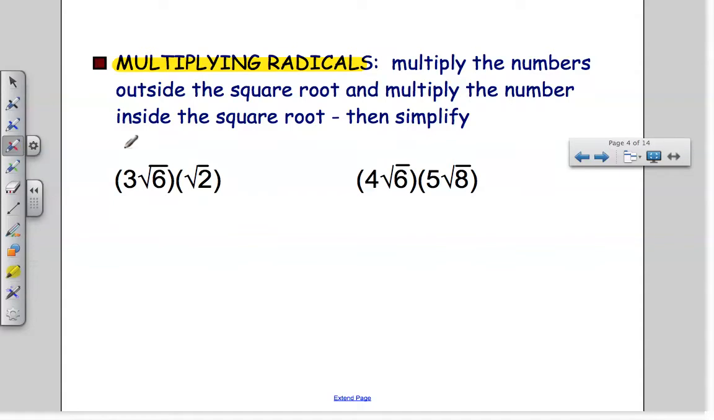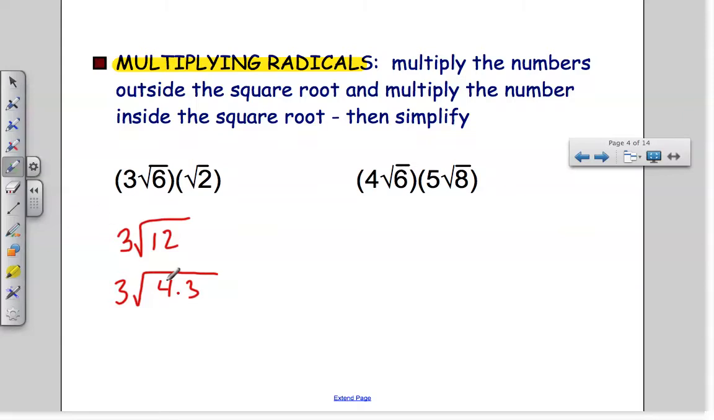So for example here I have 3 square root of 6 times square root of 2. The only number outside the square root is that 3, so that stays outside. In the square root though, since I had 6 and 2 in the square roots being multiplied, 6 times 2 is 12. So that's my new number inside the square root. And now like I said here, simplify further if you can, because 12 has a perfect square factor. I can rewrite 12 with a perfect square factor of 4. 4 times 3 is 12.